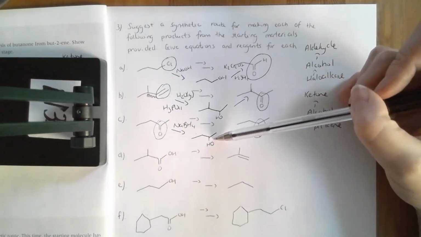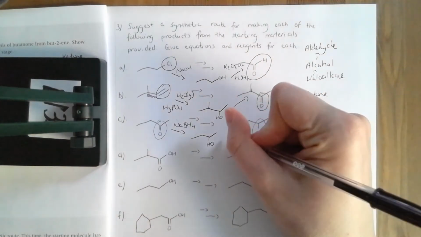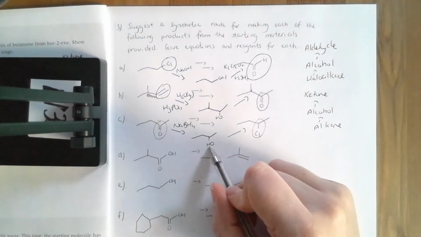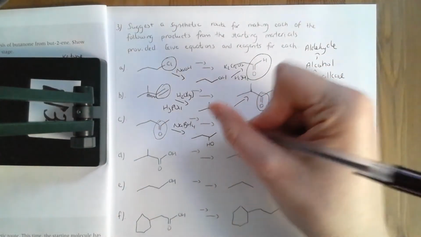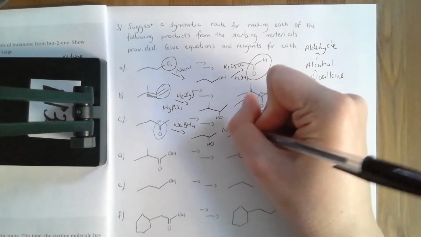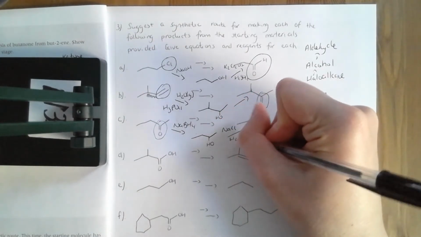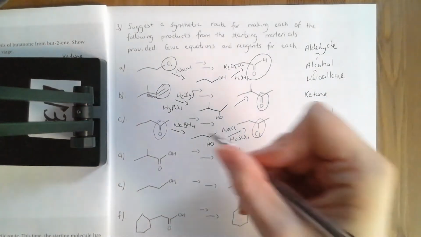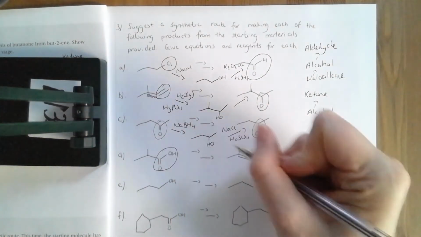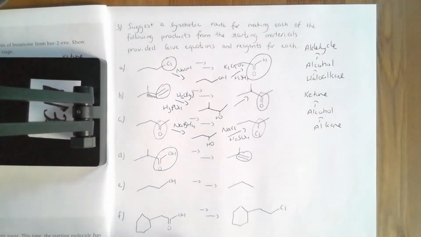So you reduce it back to an alcohol, and then it's just a straight substitution reaction to go from the alcohol to the haloalkane. You will get this from your chart. You're going to use NaCl, and you're going to use H2SO4. The next one, you have got a carboxylic acid and you're converting that into an alkene.